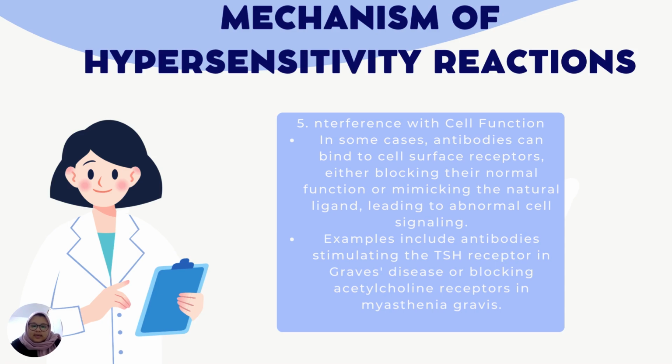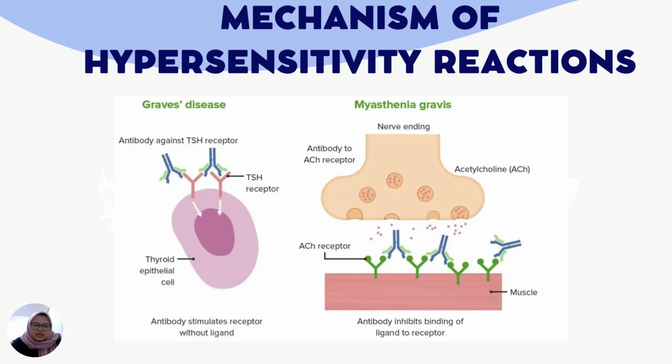Last but not least, the mechanism is interference with cell functions. In some cases, antibodies can bind to cell surface receptors, either blocking their normal function or mimicking the natural ligand, leading to abnormal cell signaling. Examples include antibodies stimulating the TSH receptor in Graves' disease or blocking acetylcholine receptors in myasthenia gravis. So these are the examples in Graves' disease and also myasthenia gravis.